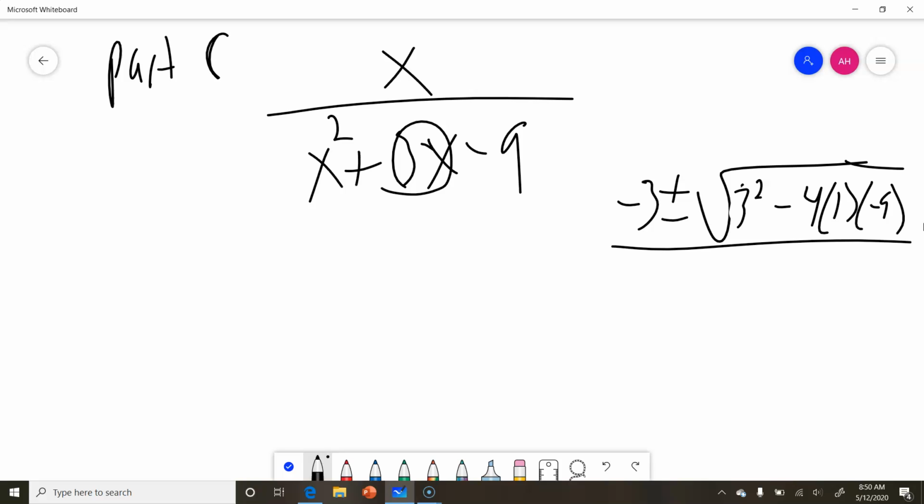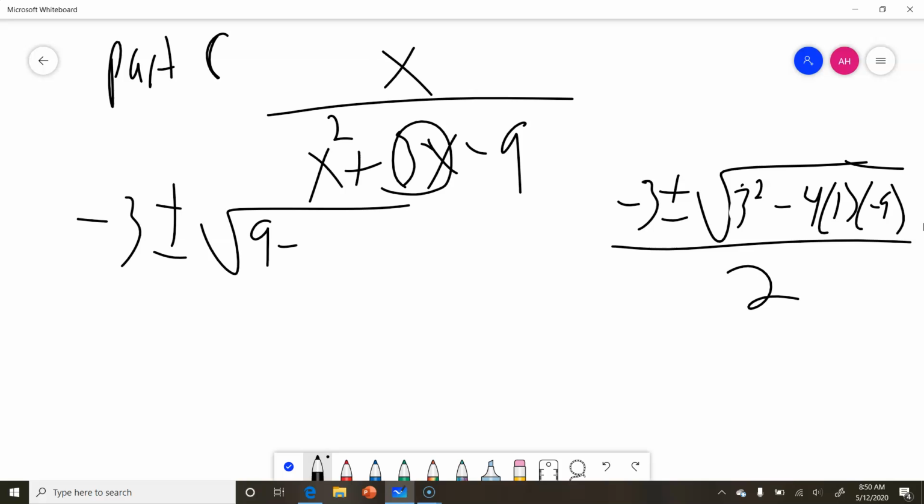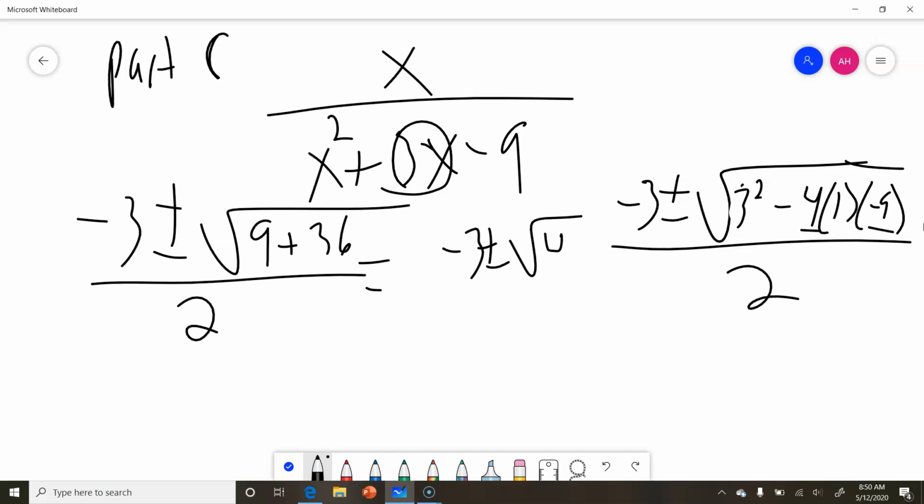Okay, all of that divided by 2a, which in this case is just 2. So now I have negative 3 plus or minus the square root of 9 minus negative 4 times negative 9, which is actually plus 36. All of that divided by 2. So then I get negative 3 plus or minus the square root of 45, all of that divided by 2.